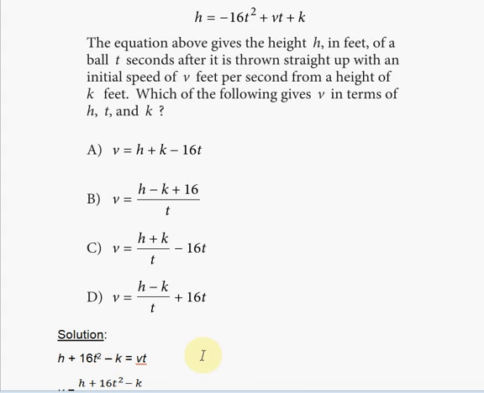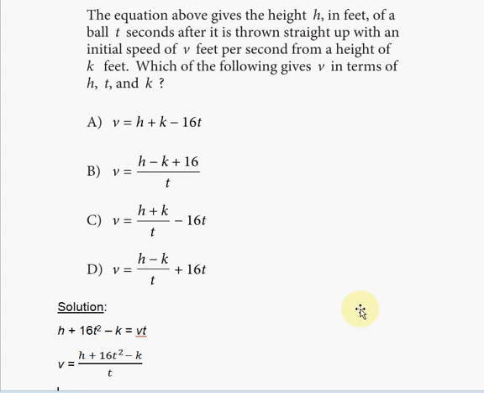But we're not done yet, because the question asks you to express v by itself. And in order to express v now, all we have to do is divide both sides by t. And why do we divide? Because t is tied to v in a product. V multiplies t, and if it multiplies t, the only way to get rid of t is to divide both sides by t. So when you do that, you should have v equal to this whole chunk. I just switched sides for convenience, but it's going to be h plus 16 times t squared minus k, and this whole thing divided by t.